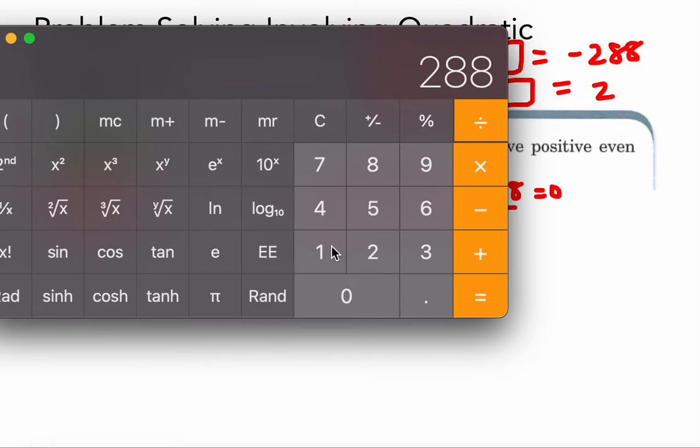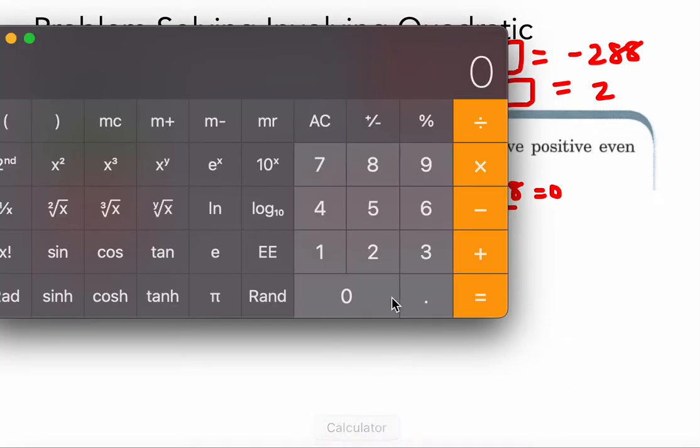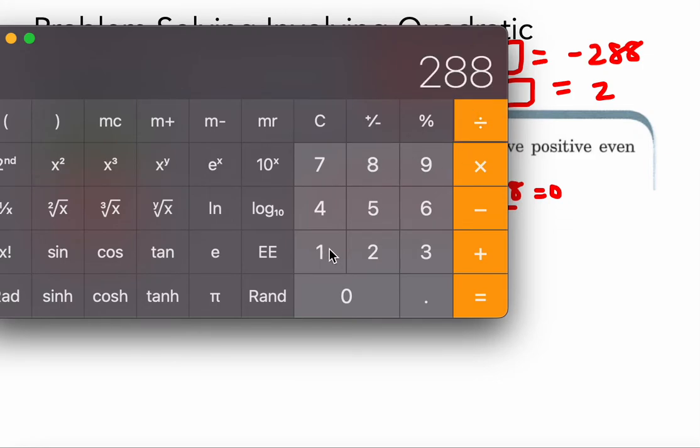288 divided by, let's say, 12 will get me that 24. So 12 and 24, they can multiply to get to 288, but when I add or subtract them, they're getting me 12. So, a little closer than 1 and 288. So let's keep moving. 288 divided by 13. No. 288 divided by 14. Also no. 288 will probably not be divisible by 15, but let's just go with it. Yeah. Divided by 16. 16 and 18.